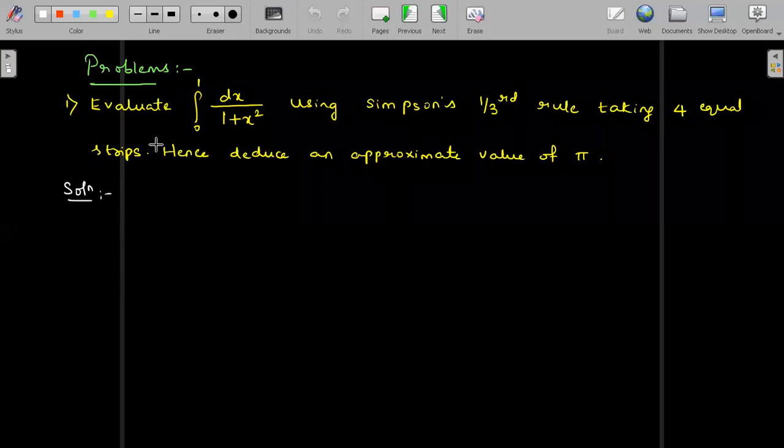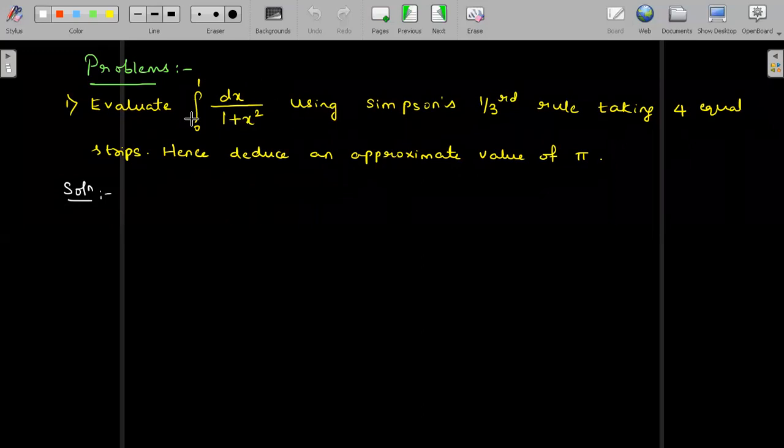Problems. Firstly, evaluate the integral from 0 to 1 of dx divided by 1 plus x square using Simpson's 1/3 rule, taking 4 equal strips. Hence, deduce an approximate value of pi. So we are given the function 1 divided by 1 plus x square.